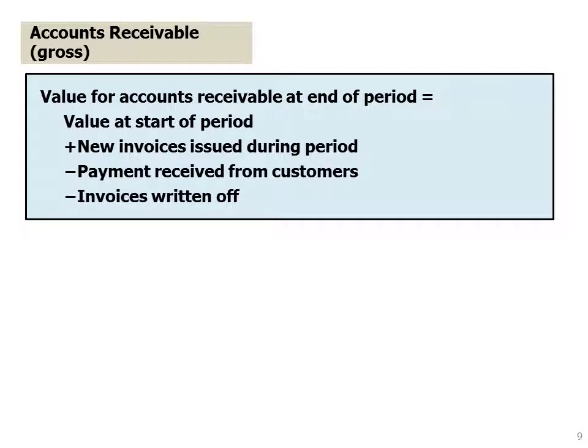Just as we had an inventory equation, we can also look at the movements in the accounts receivable gross account. The value for accounts receivable at the end of the period is equal to the value at the start of the period plus new invoices issued to customers during the period minus payments received from customers for outstanding invoices minus invoices from bad debts written off.